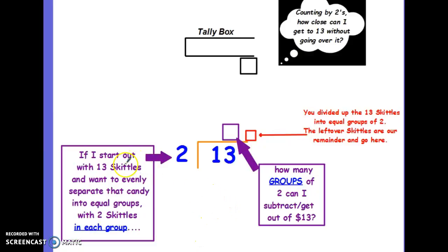So for example, if I start out with 13 Skittles and I want to evenly separate or divide that candy into equal groups with 2 Skittles in each group, my answer, the quotient, is going to be how many groups of 2 I can subtract and get 13 Skittles. So I'm going to skip count by 2 and see how close I can get to 13 without going over. 2, 4, 6, 8, 10, 12.